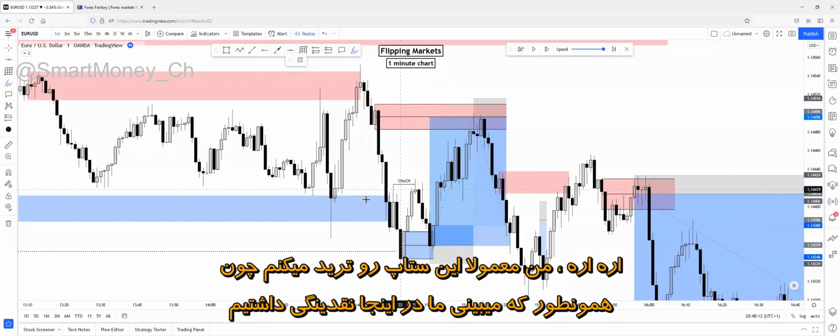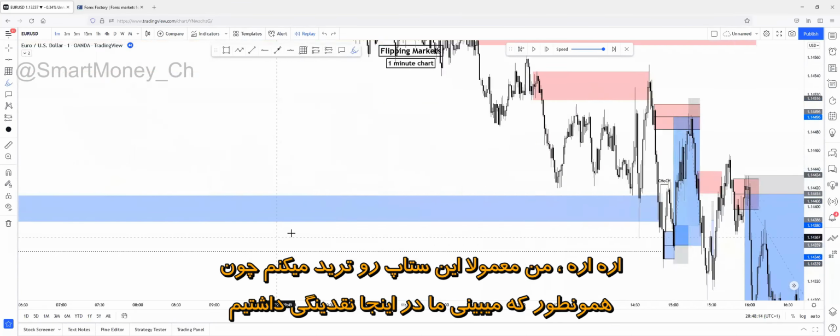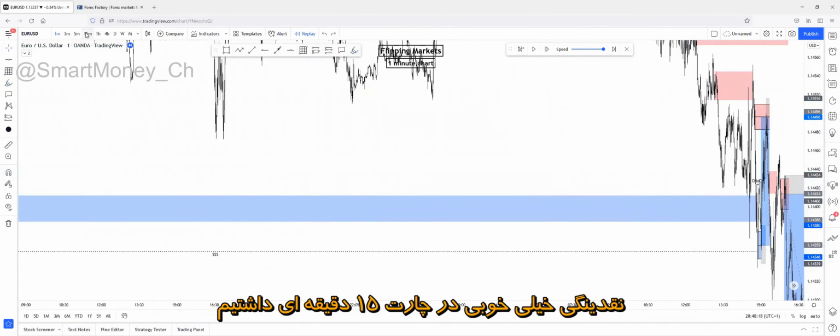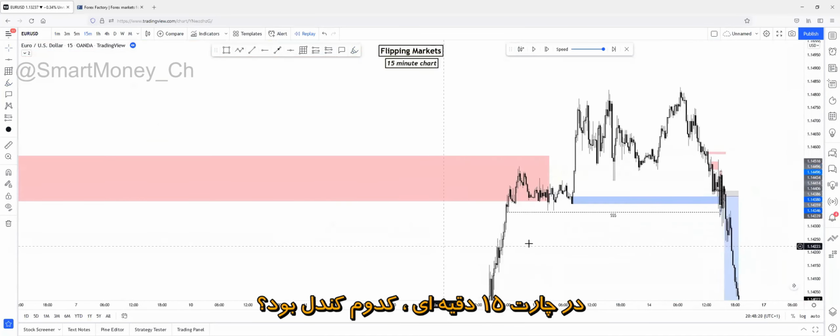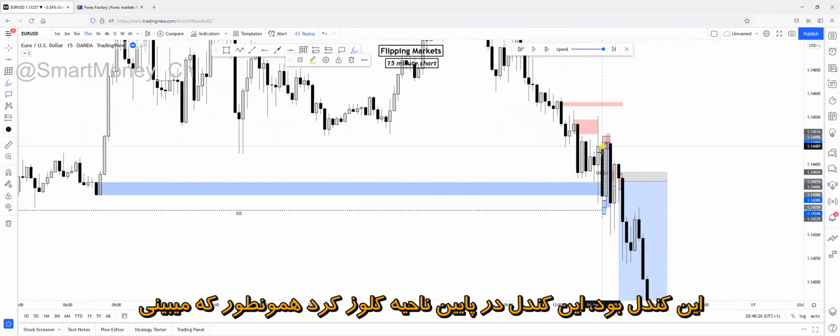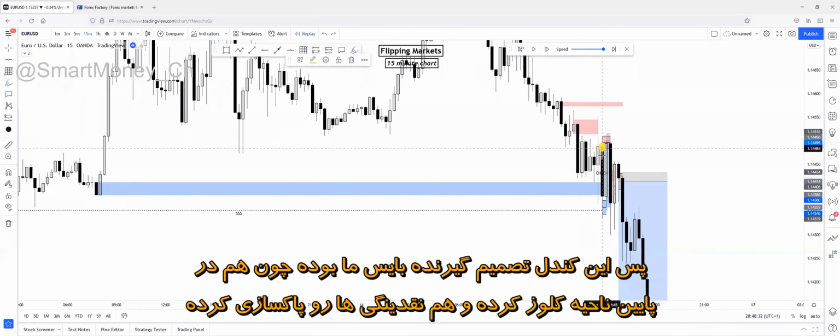Yeah. I usually take these setups because we had the liquidity. As you can see, we had the liquidity here. Here's a perfect liquidity line. On the 15-minute chart, let me just switch to the 15-minute chart. Which was that candle? This was that candle. This candle closed below this zone, as you can see. And this was our bias decisional candle because it closed below the demand zone, but also swept the liquidity.